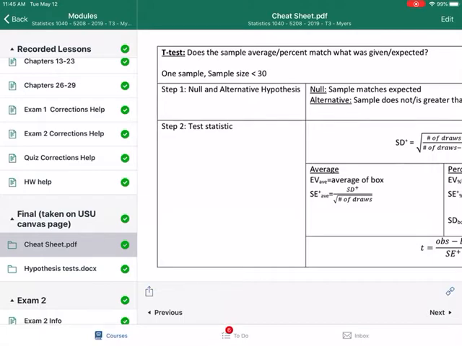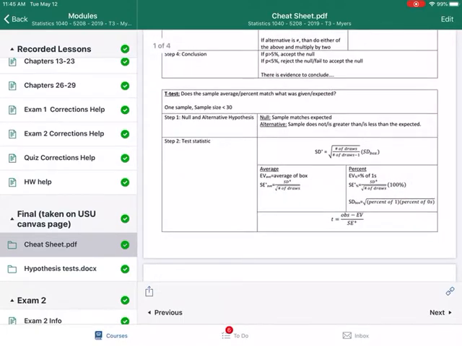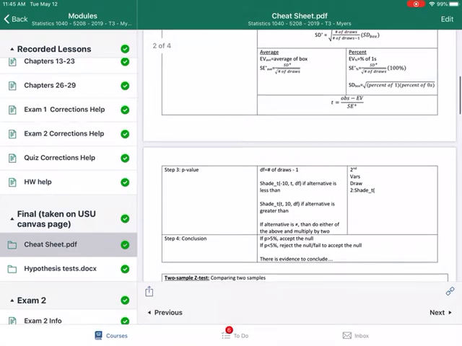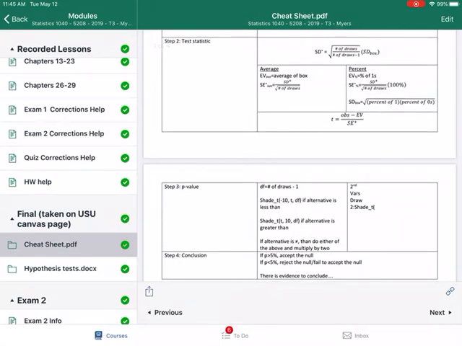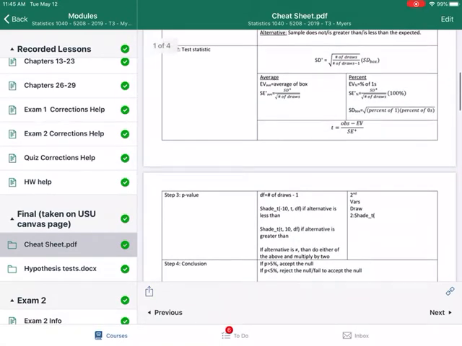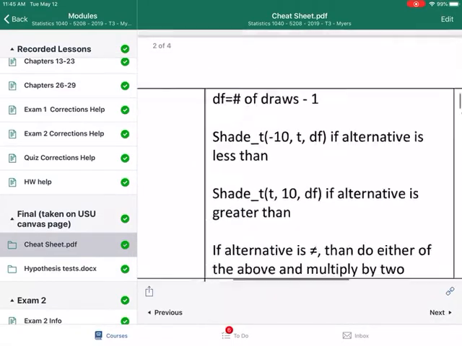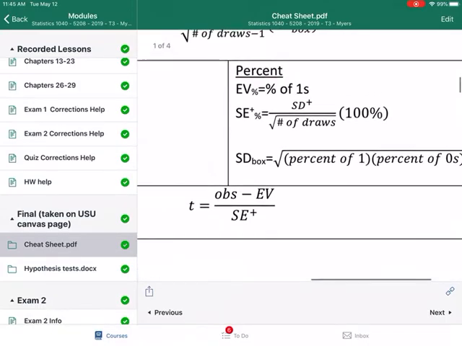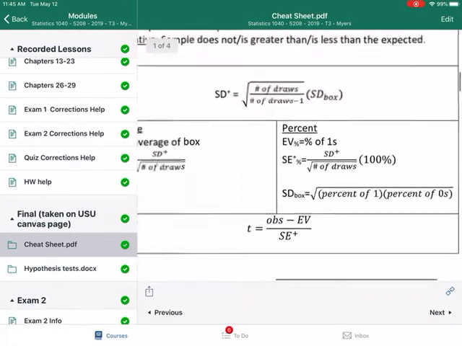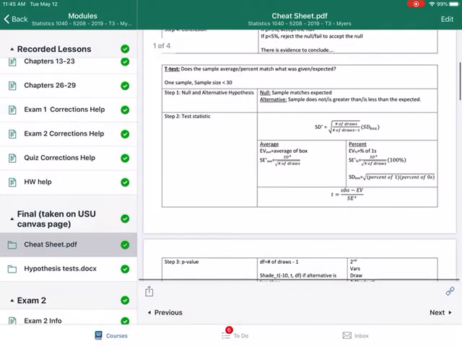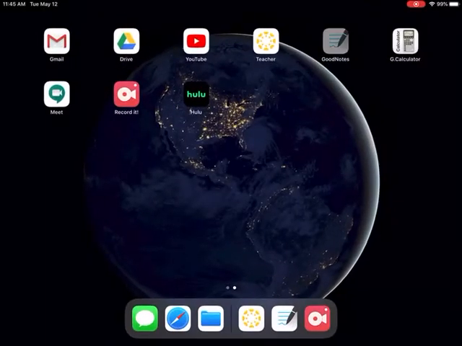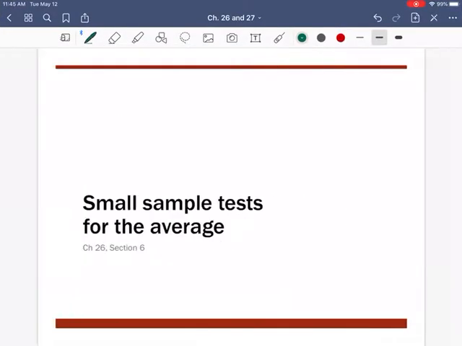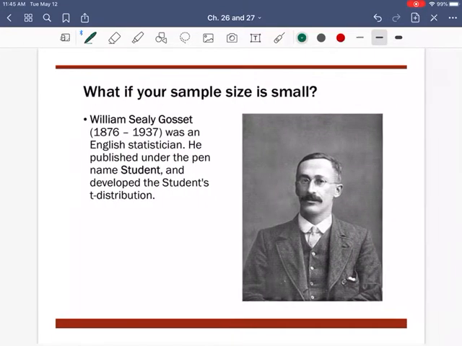What we're going to talk about now is a t-test. A t-test is the same thing as a z-test, except you use a t-test if your sample size is smaller than 30. These are the steps we take, and you'll notice they're basically the same steps as a z-test, except you'll see in here it says shade T and SD plus right there. So that's what we're going to talk about, what those things are.